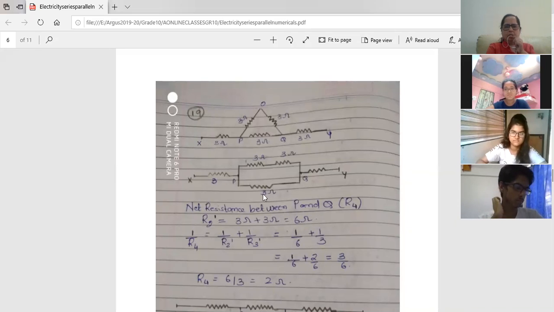Okay, and down there is 3 ohms. So 6 ohms on top and 3 ohms down below. So this is the parallel combination. So 1 upon R4, I am naming this as R4. So 1 upon R4 will be 1 upon R2 dash, this is R2 dash, and down it is R3 dash. So 1 upon 6 plus 1 upon 3.